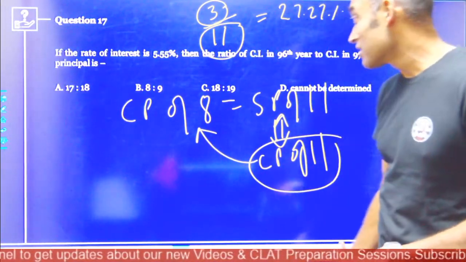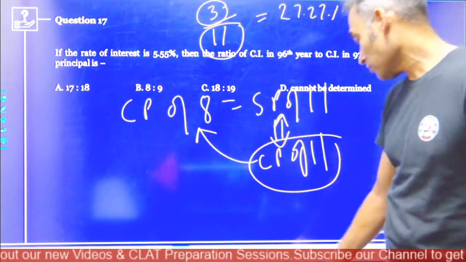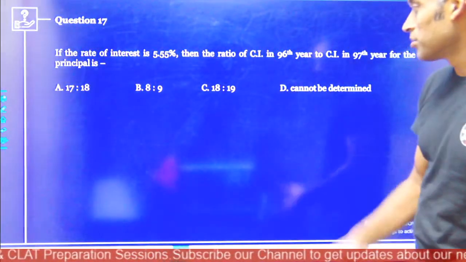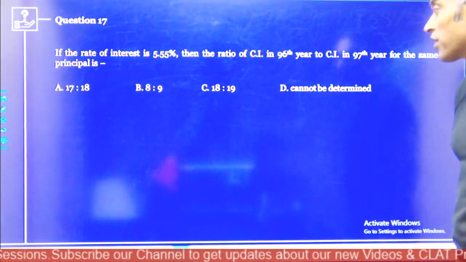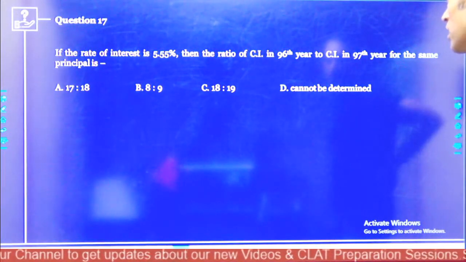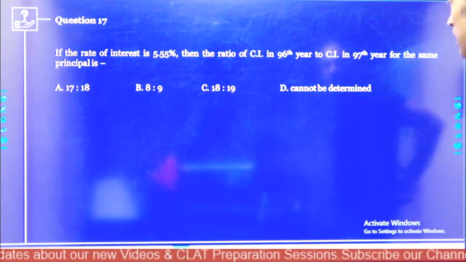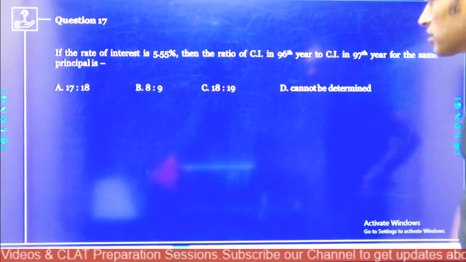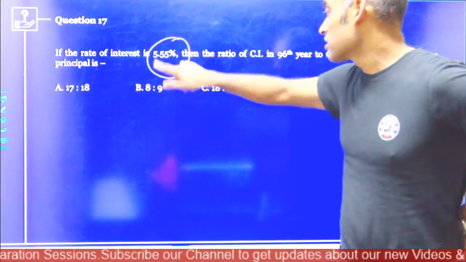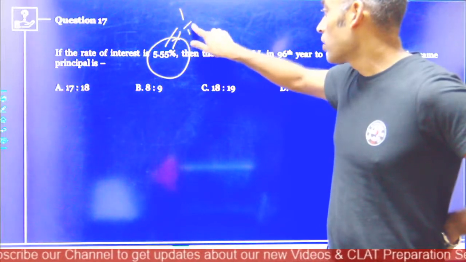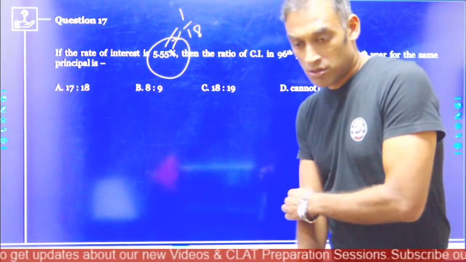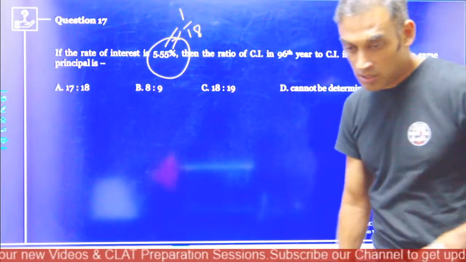So I want you to practice this and get comfortable with this. The rate of interest is 5.55 and the ratio of CI in the 96th year to CI in the 97th year for the same principal is. Again, whenever you see a question like this, it is nothing but a ratio, 1 by 18. Right? You see a ratio like this.